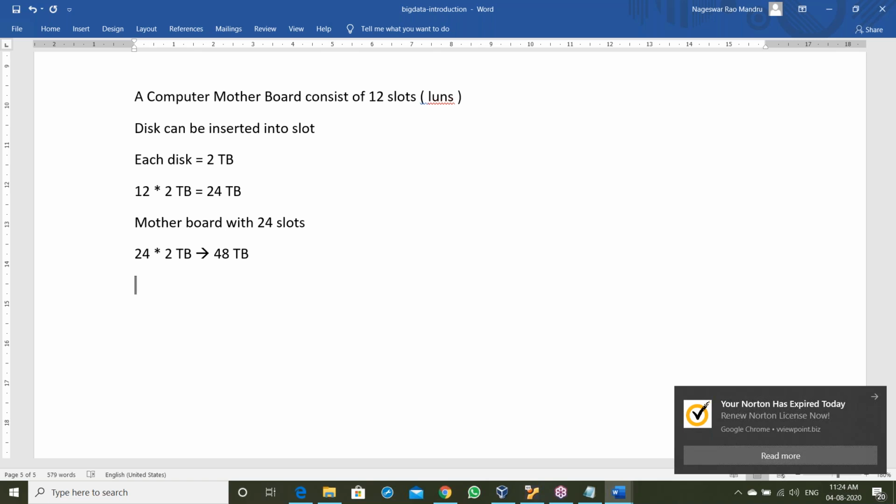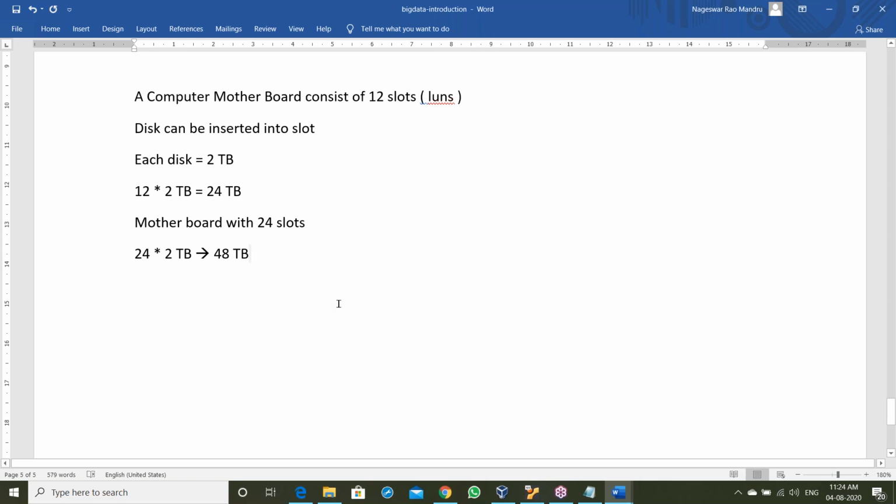48 TB is recommended. So 12 slots is very low end, and 24 slots means reasonable. So a motherboard with 24 slots, 24 multiplied by 2, so 48 TB, right? So this is in real time. Yes, in data centers they will maintain it like this. Okay, right? Next, one more thing here.